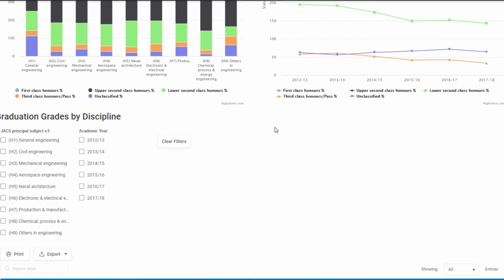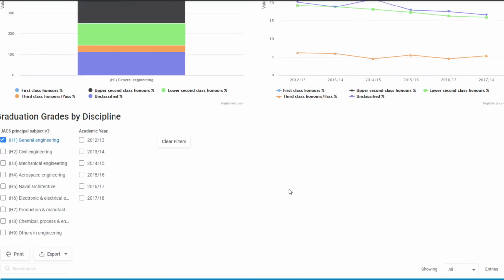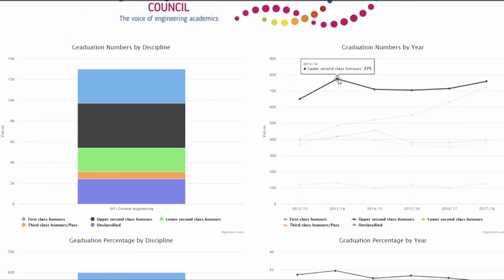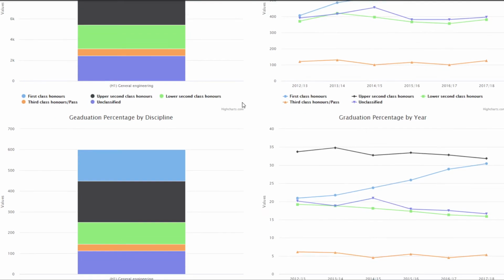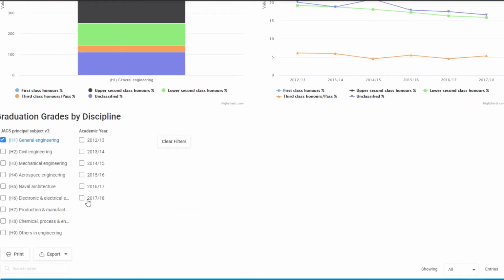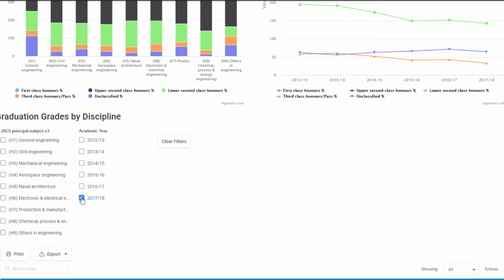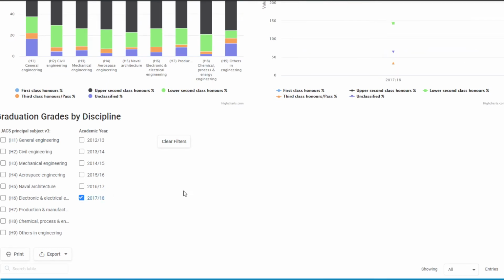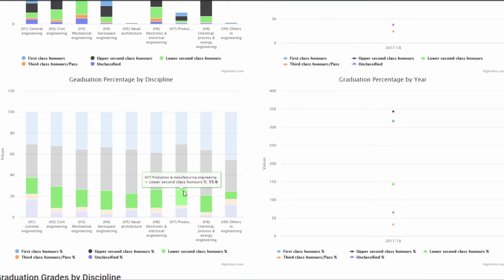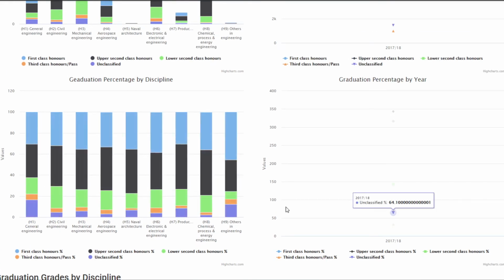Now, in order to drill down into the details of different disciplines and years, we can filter the graphs. For example, we can look at just general engineering and see how the trends have changed in time. We can see that by some fluke, there were a much larger number of 2-1 degrees given in 2014. Or we can look at just the most recent year. Here we can see that since we're only looking at 1 year, the percentages go to 100%.